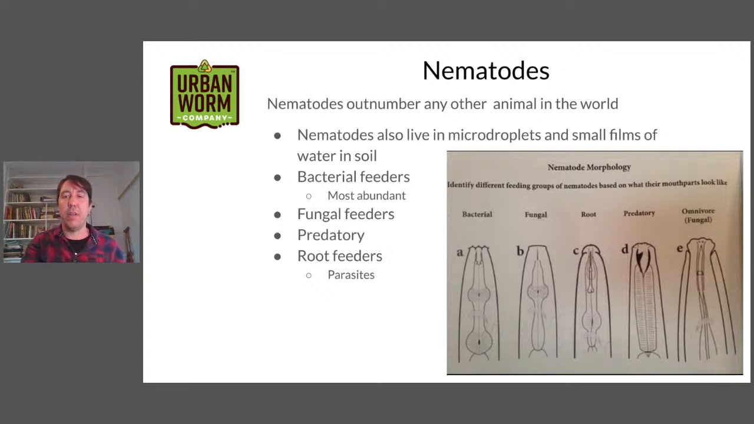So bacterial, fungal, root, and then we've got predatory nematodes. Predatory nematodes are going to consume other nematodes.